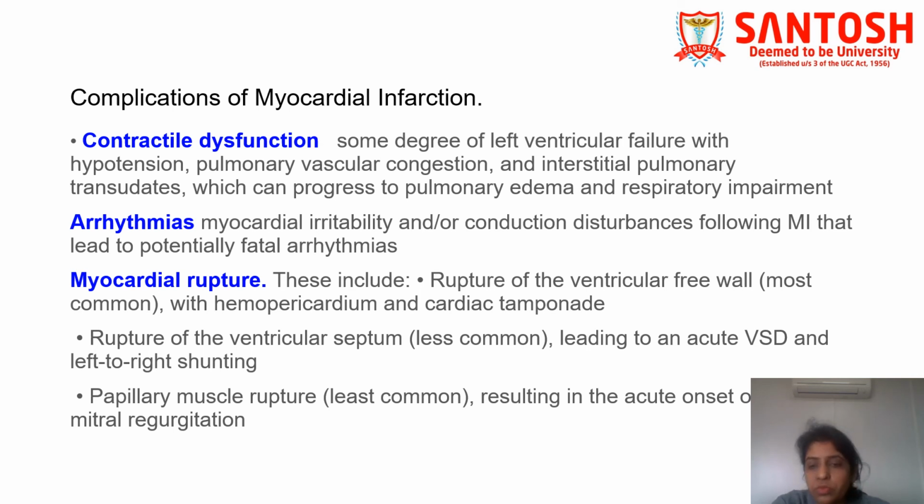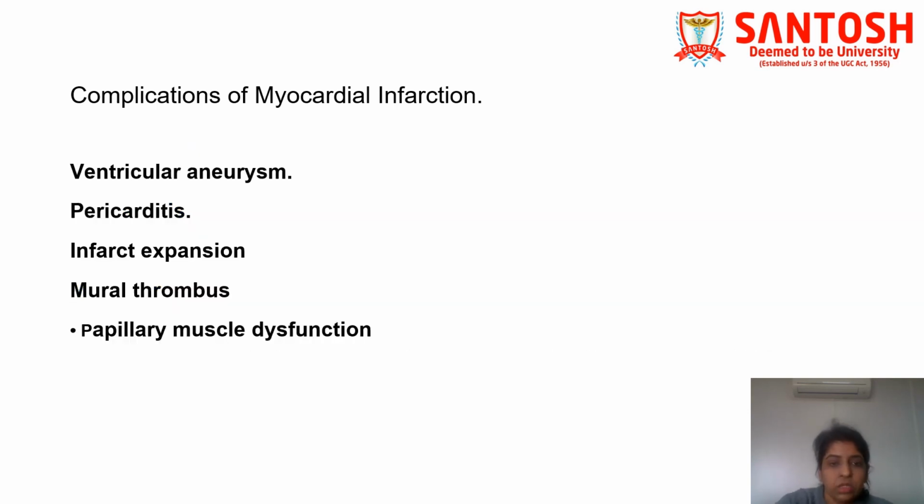Myocardial rupture includes rupture of the ventricular free wall with hemopericardium and cardiac tamponade. Rupture of the ventricular septum, less common, leads to an acute VSD and left-to-right shunting. Papillary muscle rupture results in the acute onset of mitral regurgitation. The late complications of myocardial infarction are ventricular aneurysm, pericarditis, infarct expansion, mural thrombus, and papillary muscle dysfunction.